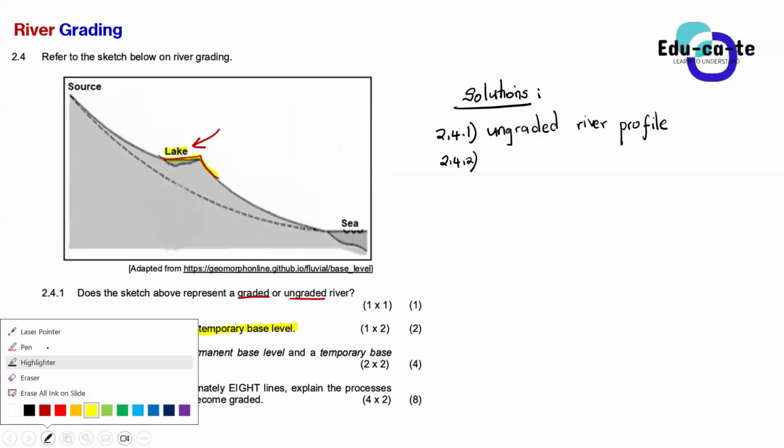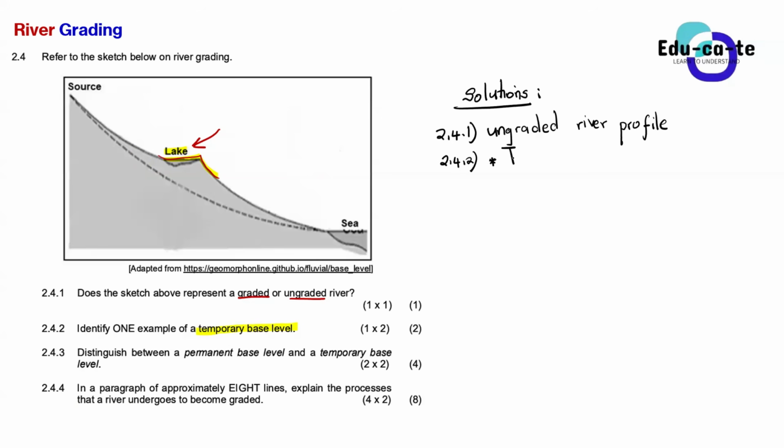Okay. So are we all getting this, guys? Yes, sir. So we have got there a nick point. We have got a lake. All of these cause the river to be uneven.